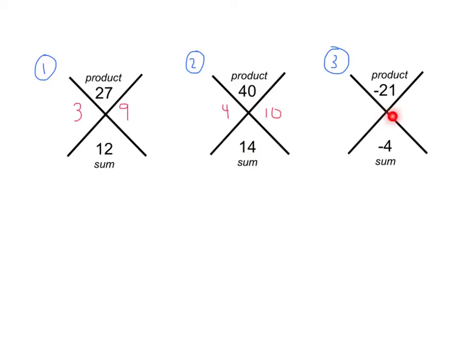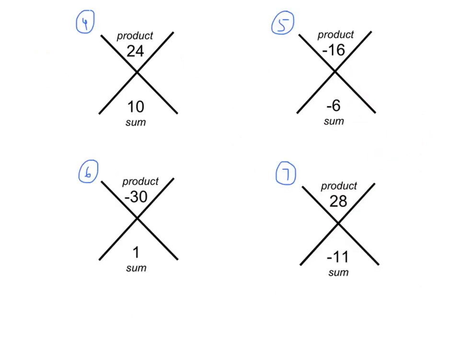Okay? This time, the third example, again, I'm going to figure out two numbers whose product is the top number, negative 21, and whose sum is the bottom number, negative 4. In this case, the two numbers are going to be negative 7 and positive 3. Because negative 7 times 3 is negative 21, and negative 7 plus 3 is negative 4. Alright, you're going to try these on your own. Please pause and try to figure out these Magic X's.